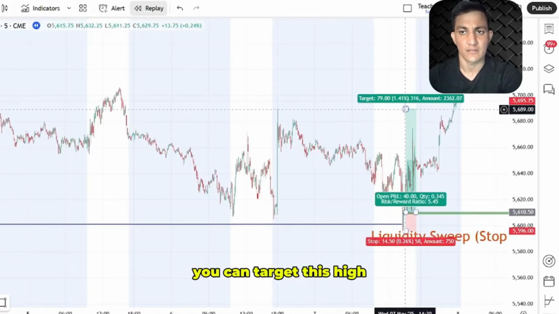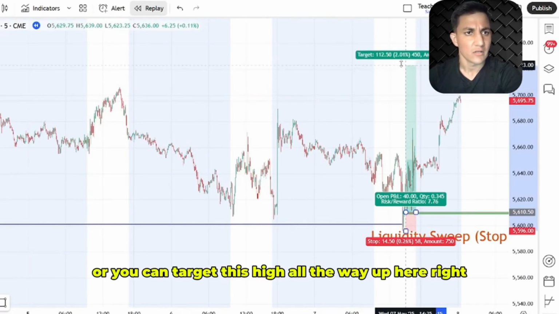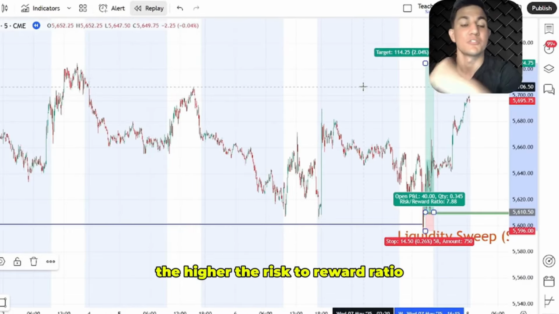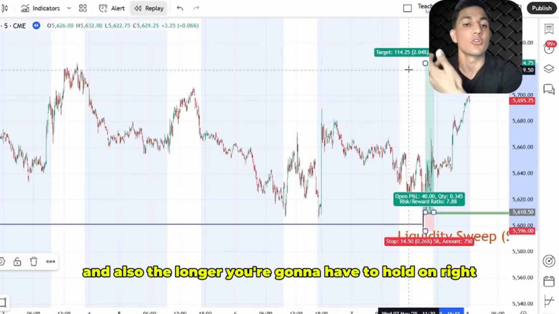You can target this high, all the way up here, or you can target this high all the way up here. Now, remember, the higher the risk reward ratio, generally the lower the probability, and also the longer you're going to have to hold on, right?